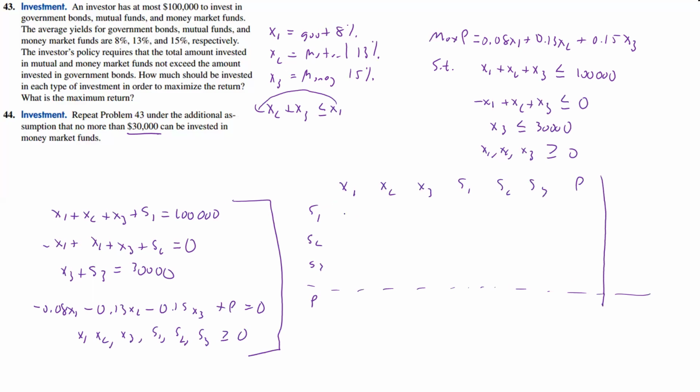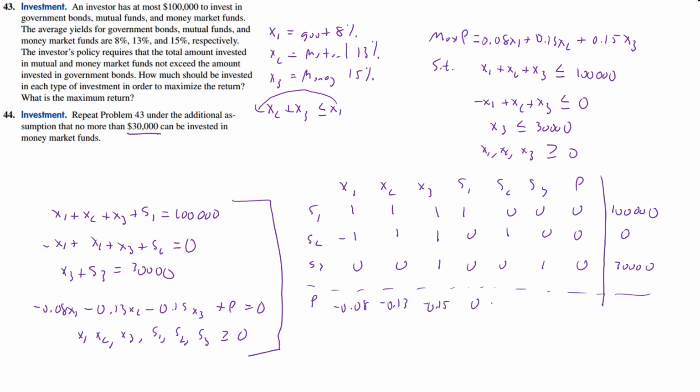And so now we can write that in the table here. So it looks like a 1, a 1, a 1, a 1, 0, 0, 0, and then 100,000. Okay. Then we have a minus 1, a 1, a 1, a 0, a 1, a 0, a 0, and a 0. And then we have a 0, a 0, a 1, and then a 0, a 0, a 1, and a 0, and 30,000. And then we have a minus 0.08, a minus 0.13, a minus 0.15, a 0, a 0, a 0, a 1, and a 0.